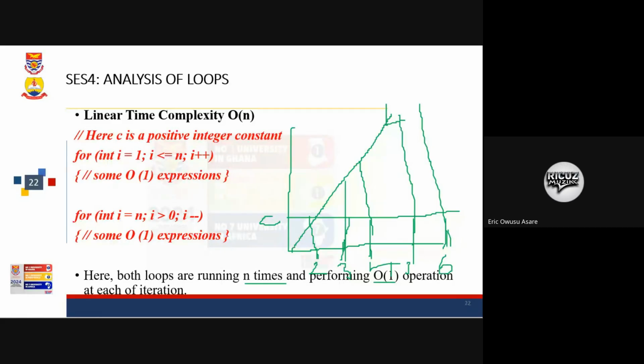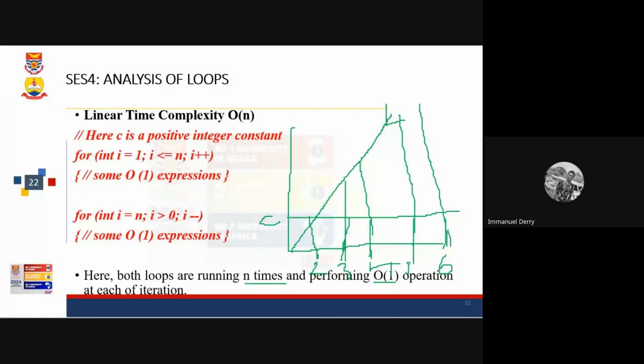Hello, sir. Please, I can see we are looking at linear time complexity, which is big O of n. But under the for loop, in that expression, I still see some big O of 1 expressions, and I'm getting confused.